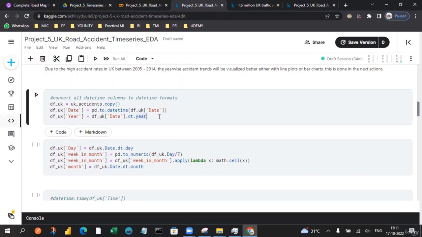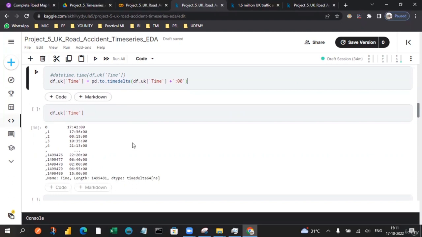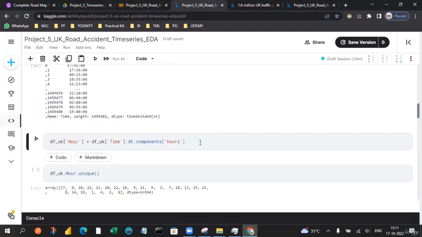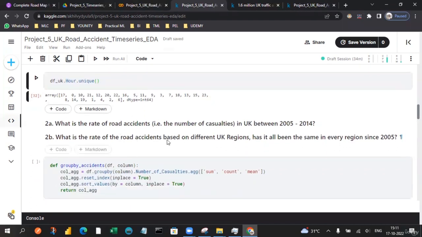Convert all data frames into the date time format so that we are able to extract the date, month, and also weekdays and month days. So I'm just extracting the date information and also the year and the day, along with the numerical week in the month, so that we will be able to get month-wise data. Let's also figure out the timestamp, converting it into the time delta format so that we eventually get these kinds of time formats. And along with the hours, we extract by using the time so that eventually we get the hours also. Let's see how that is helpful in terms of the other questions.